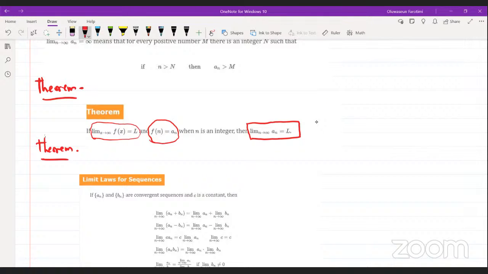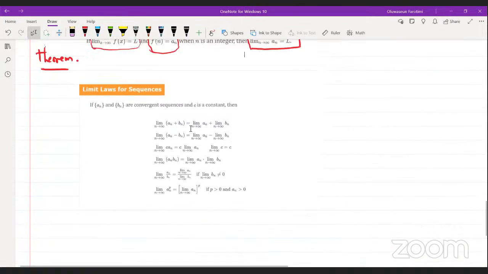If you have a function and a sequence, and the limit of that function approaches a certain number, and if f of n, when you plug in n, gives you the sequence, then that means the limit of that sequence is the same thing as the limit of that function. Okay, so it's such a powerful tool. It's very nice to use and to work with.